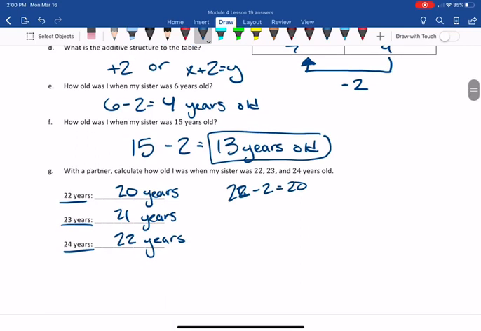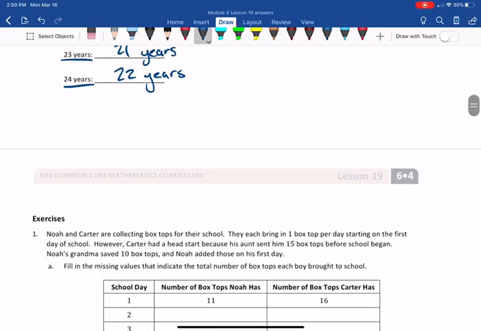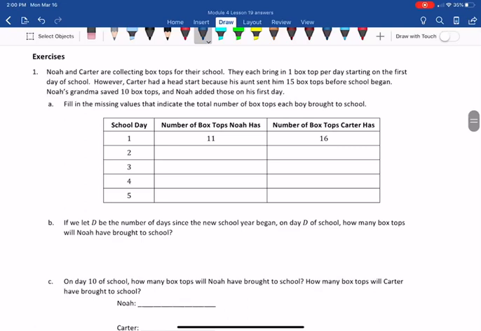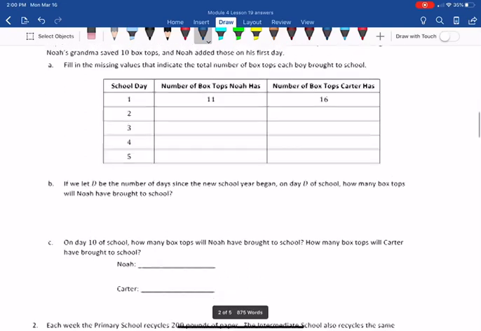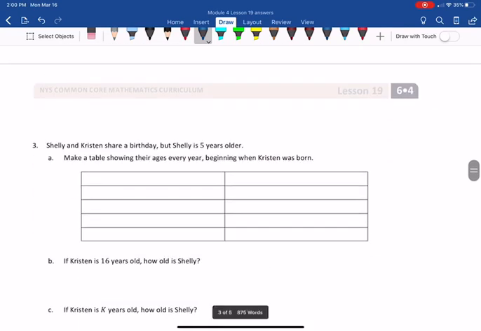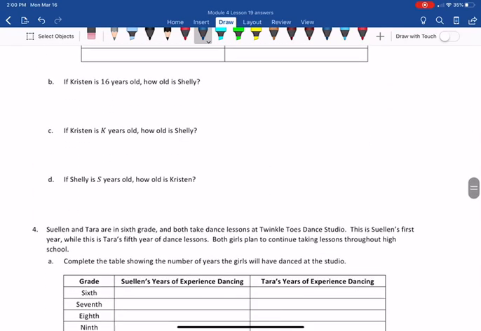Remember, tables are all about patterns. So once you understand that tables are all about patterns, you kind of understand it in a nutshell. So I'm going to do one more with you. If you look, you're going to go through the rest of this packet. It's all about just filling in the age.